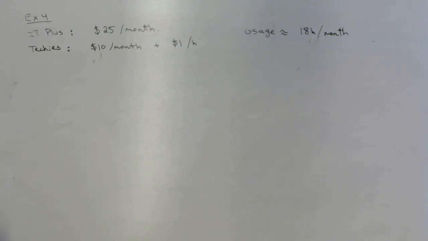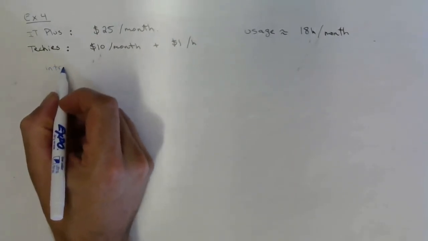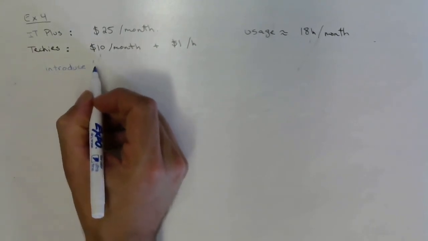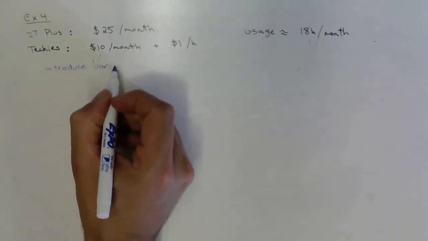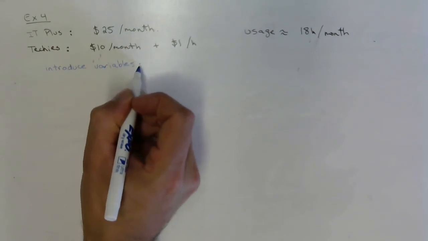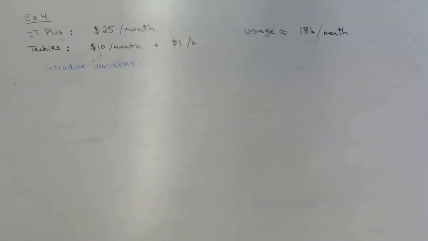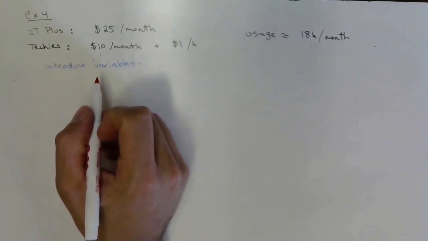Represent each situation with an equation. We probably want to first introduce our variables. So I'm going to write that step again. By the way, when you're doing your practice problems, you don't need to write "introduce variables" and then introduce your variables, just introduce your variables. Okay, I'm doing this for the sake of your notes. Introduce variables. What are the variables here?